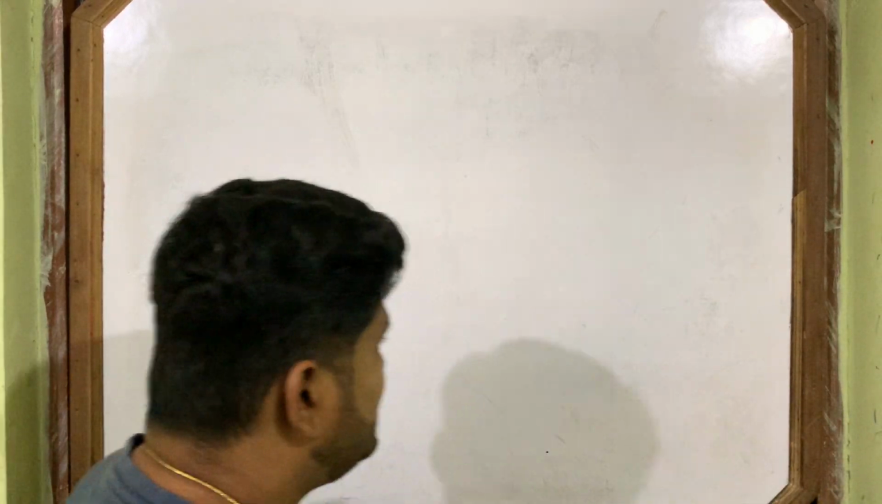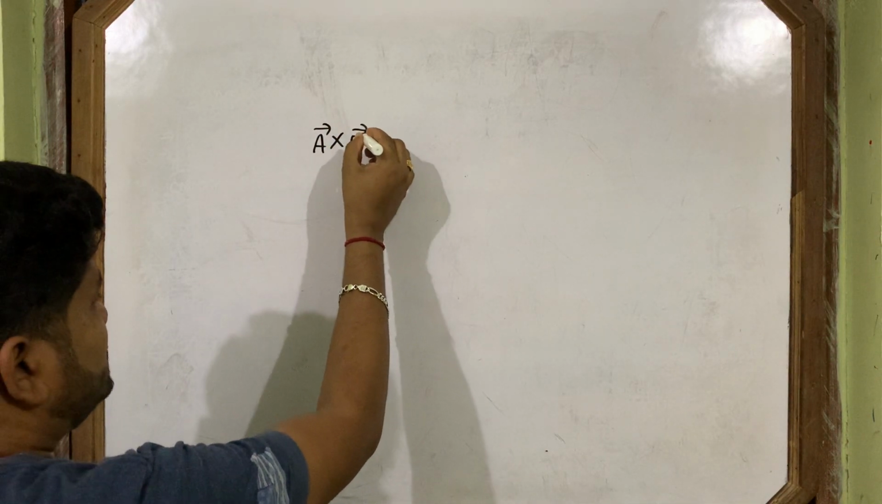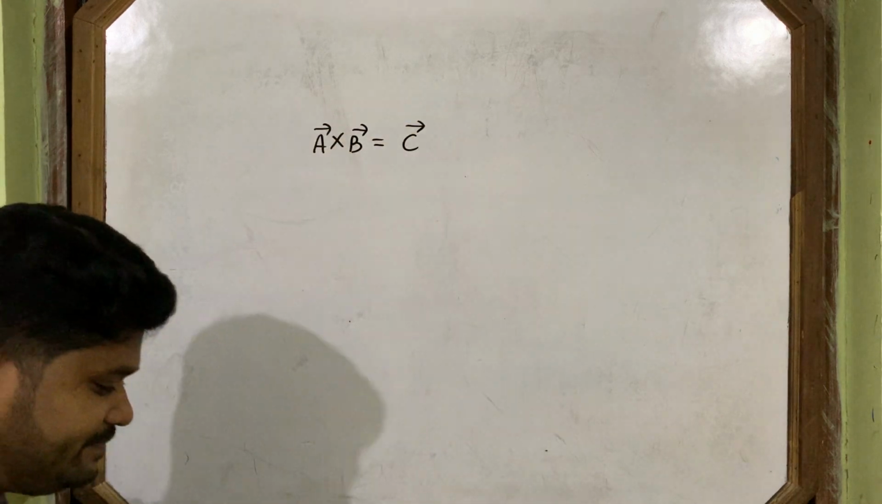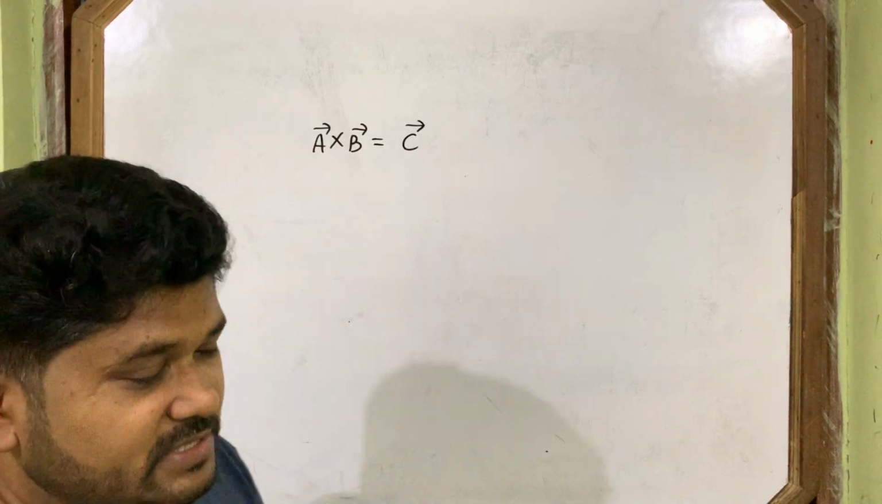What's the other name of cross product? I have told you in the previous lecture. That's also called vector product. Why is the cross product also called a vector product? Because when two vectors are multiplied by the cross symbol, the result is another vector. So cross product is also called vector product. Hence, its name is vector product.